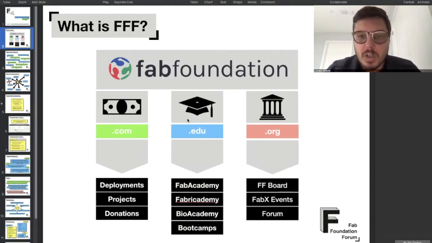And then we have the .org. In the .org, the organizational side of the network, on the one hand, we have the Fab Foundation board, and that's Neil and a few other hand-picked individuals that help steer the direction of the network. But that is a small group, and it's closely knit. And then we have the FabX events. That's the real opportunity that we all get to be in the same room, to talk to each other, and to think about what we see as a common vision or shared vision for the future of the network, right? And how we engage.